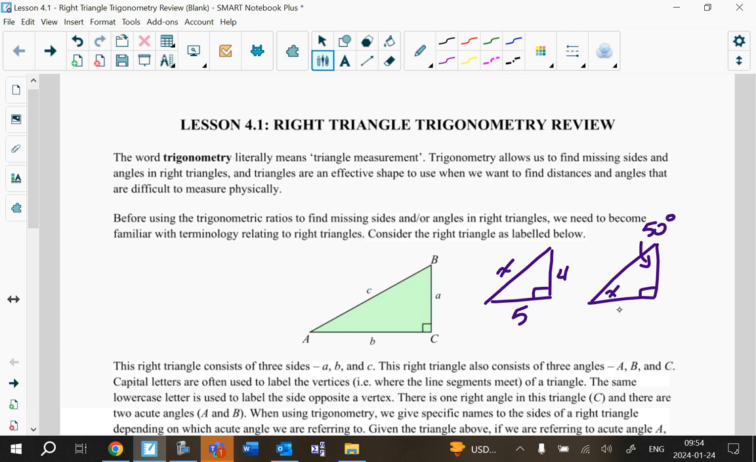Well, we know that all three angles add up to 180 degrees, so to find this one, we do 180 minus 90, which this represents, minus 50. But there are some questions involving right triangles where we can't use this, or we can't use this, and that's where trig comes in.